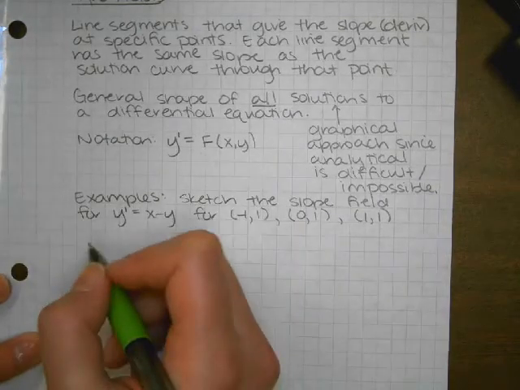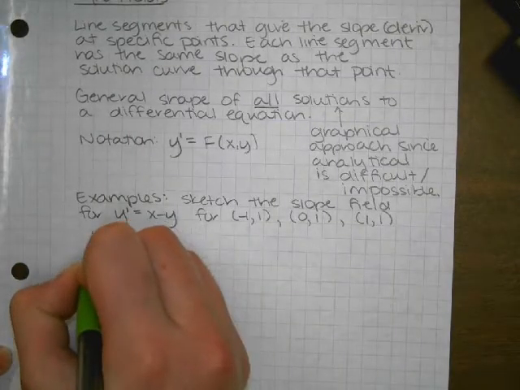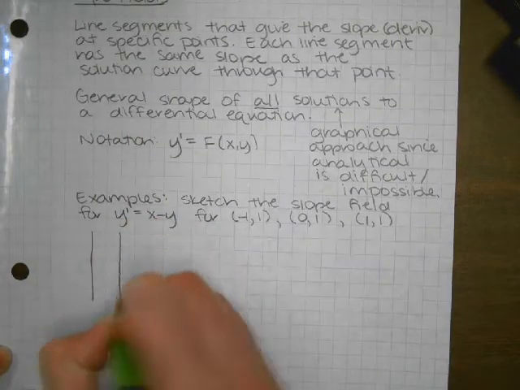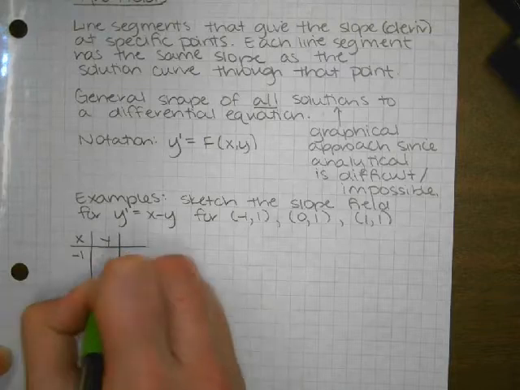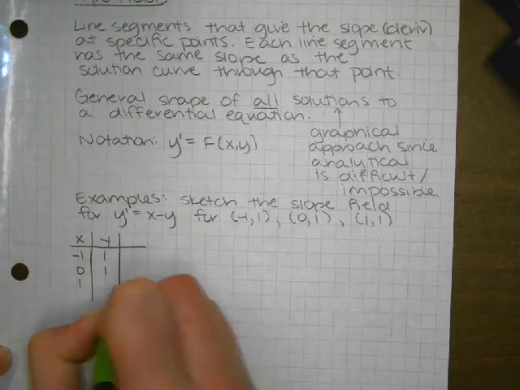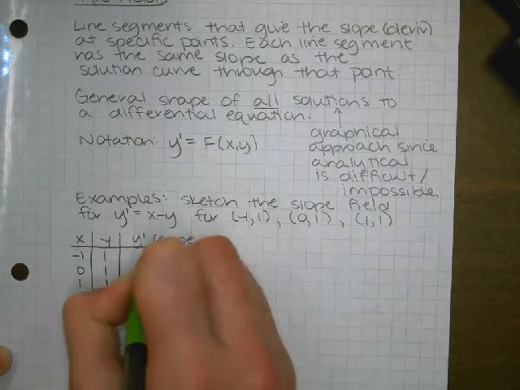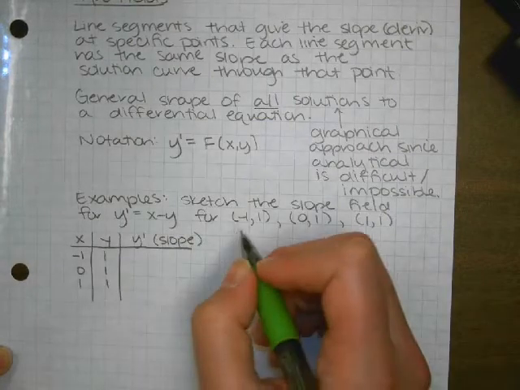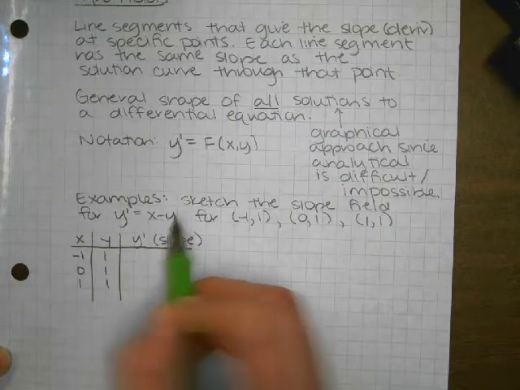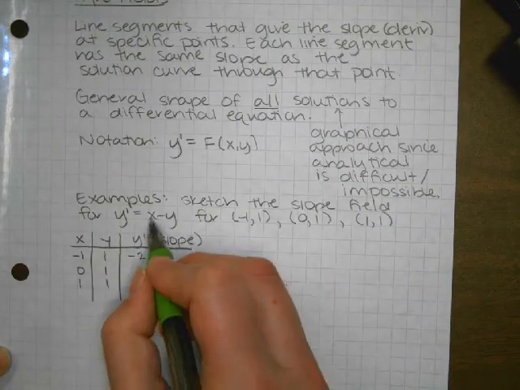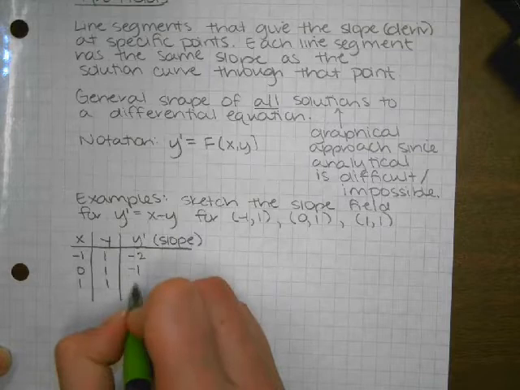All right, so what we do typically is we make a table. We'll have 3 columns to our table. We're going to have the given x value and y value, so negative 1, 1, 0, 1, positive 1, 1. And then we have y prime, or the slope, at that specific point. So this slope is also known as the derivative. So if we plug these numbers in, negative 1 minus 1 is negative 2. 0 minus 1 is negative 1. And 1 minus 1 is 0.